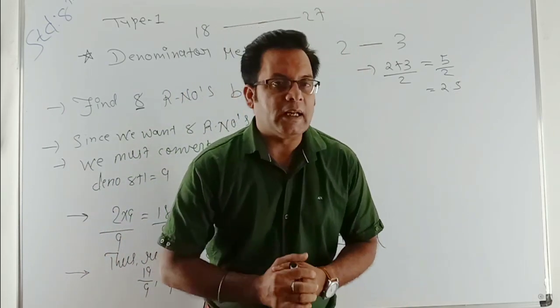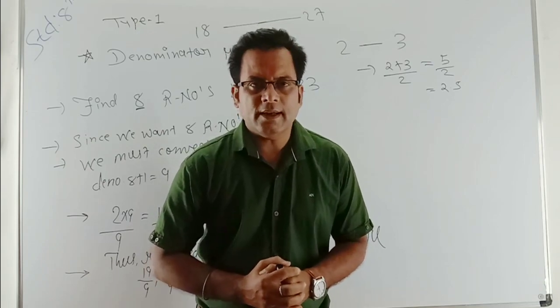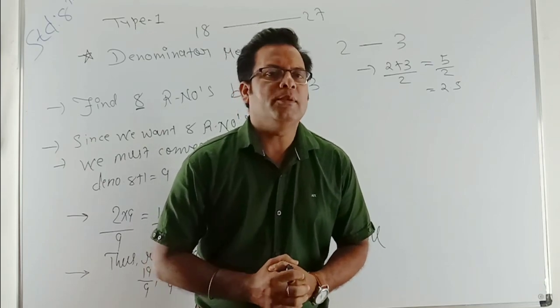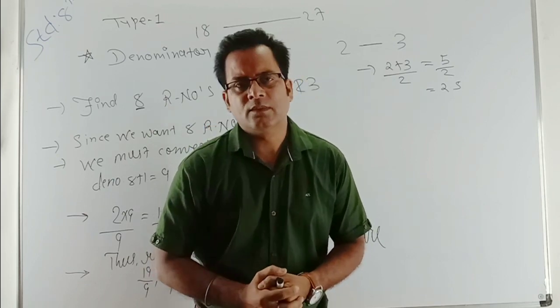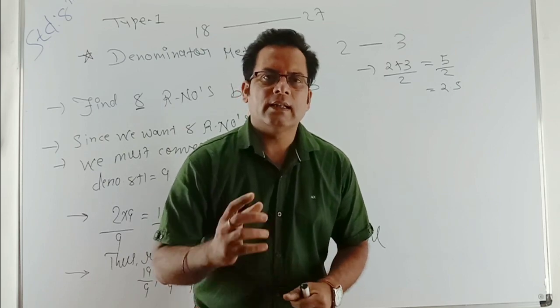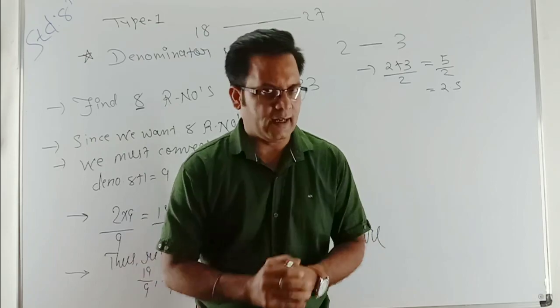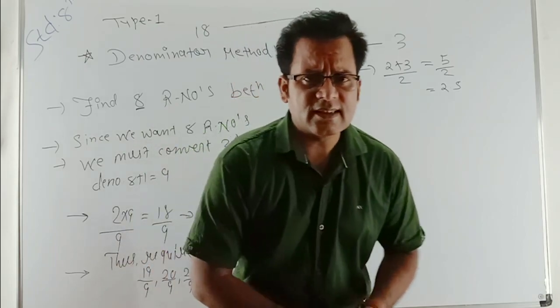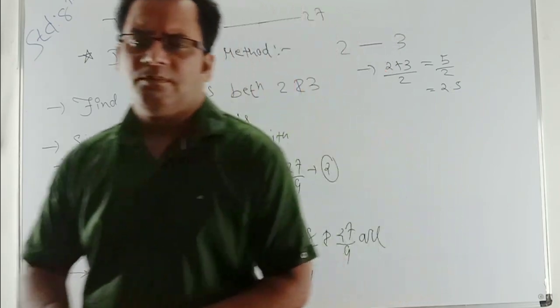When to apply this method? When you have only numerators, okay? And you have to see how many numbers you have to find. In that you have to add plus 1, okay? And the denominator, whichever you are getting, that has to be multiplied with the numerator to increase the gap. So this is type 1, denominator method. So just take a note.